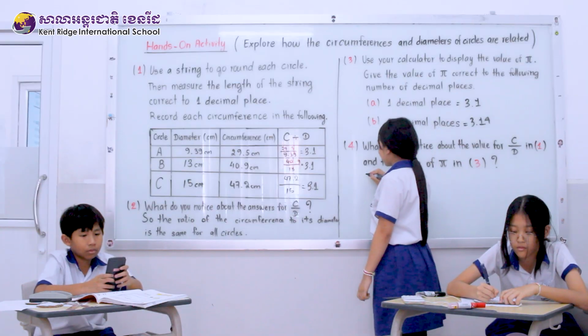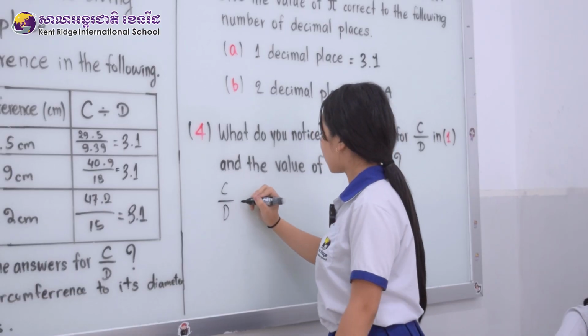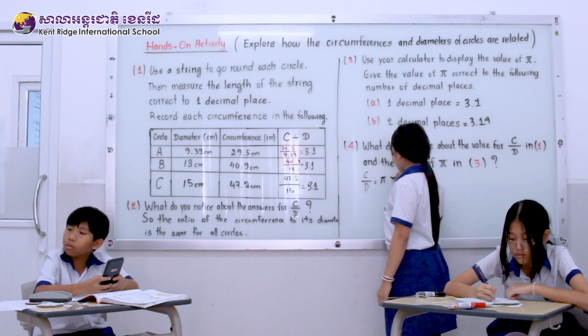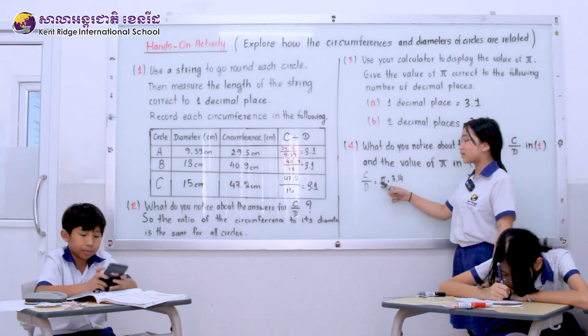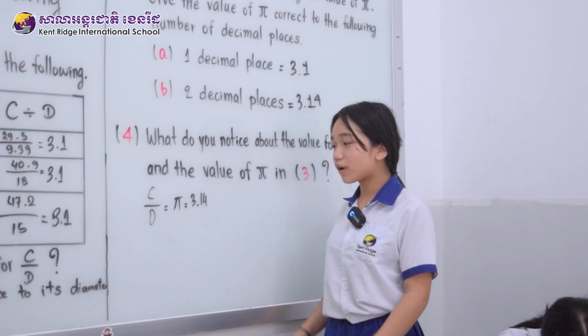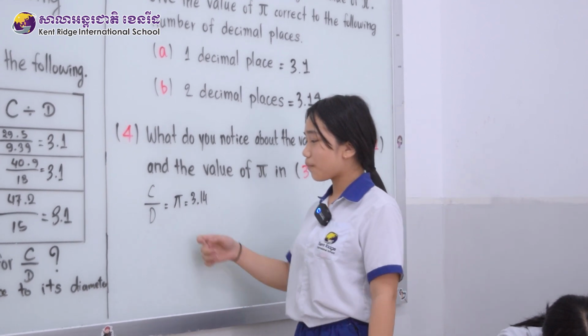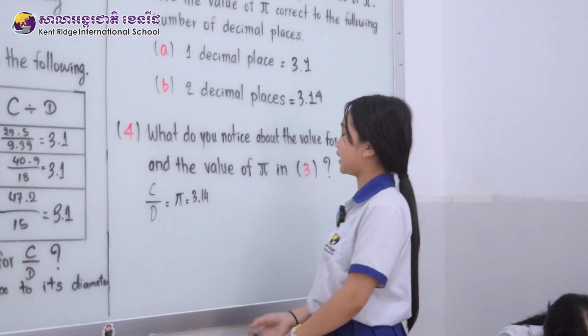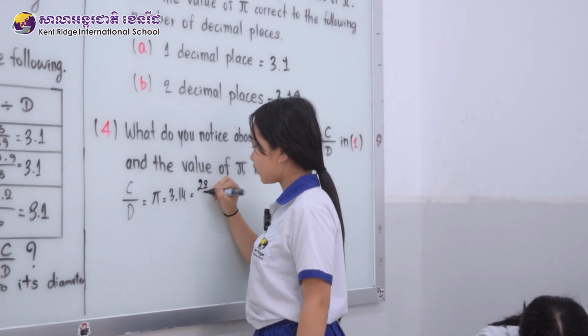So we can conclude that C over diameter equals pi, which is 3.14. And the symbol pi is denoted by the Greek letter, which is read as pi. So pi equals 3.14. And it also equals 22 over 7, found by mathematician.